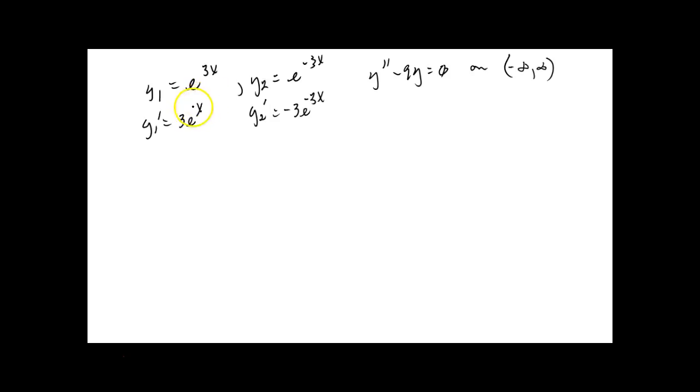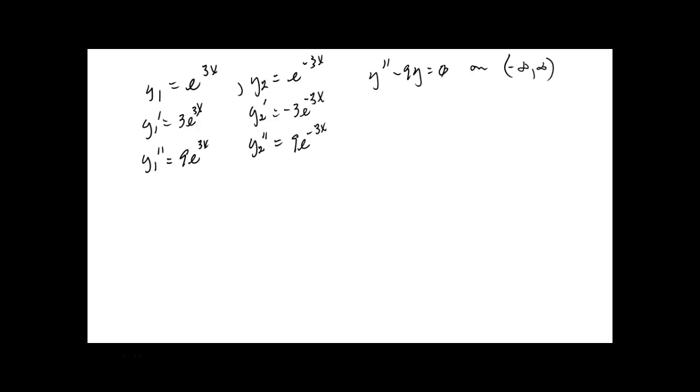Oh, 3x. It is. I'm sorry. I just left that out. Okay? y1 double prime, we need that too because your equation has it. It doesn't even have the y prime in it, but it does have the y double prime. What would that be? 9e to the 3x, and y2 double prime is 9e to the negative 3x.